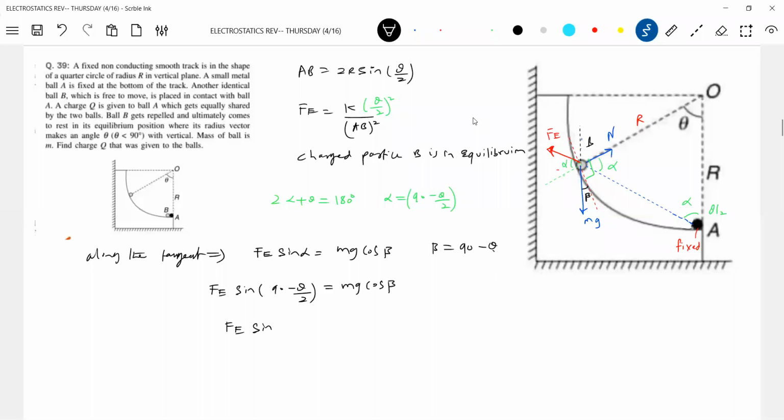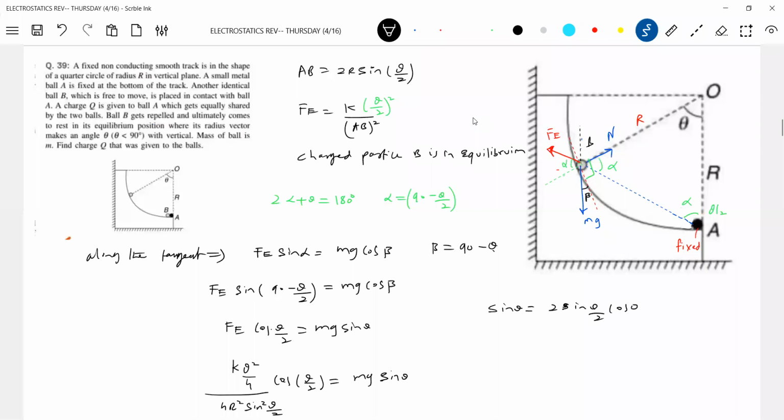So sine of 90 minus theta by 2, this will be cos theta by 2. Cos of 90 minus theta is sine theta. Now solve it. What is Fe? Fe should be equal to kq square by 4, AB will be 4r square sine square theta by 2, should be equal to here. Sine theta, we can write as 2 sine theta by 2 cos theta by 2.